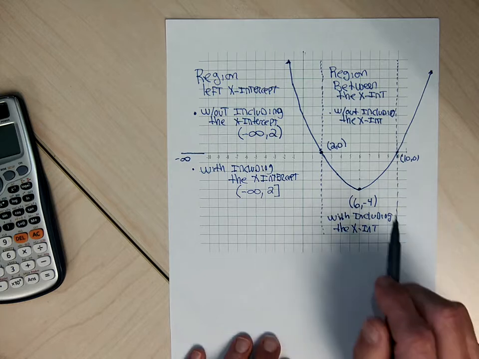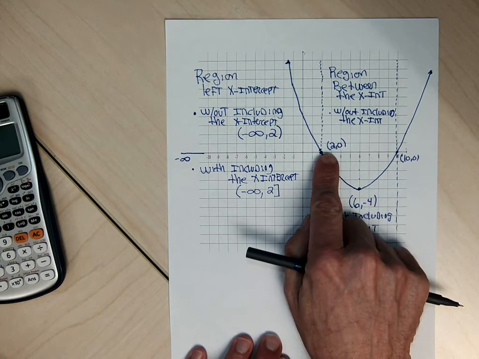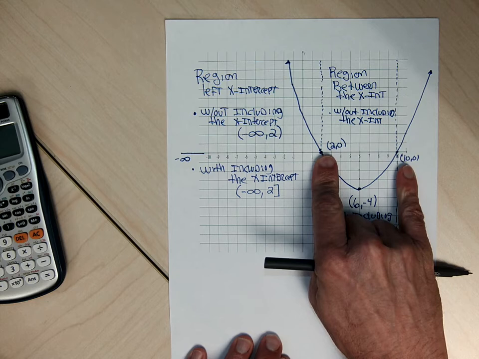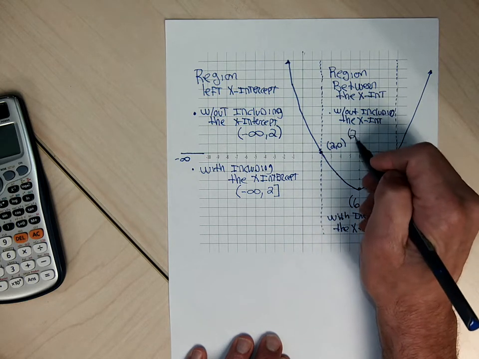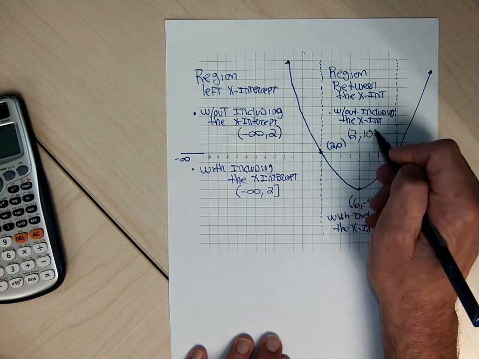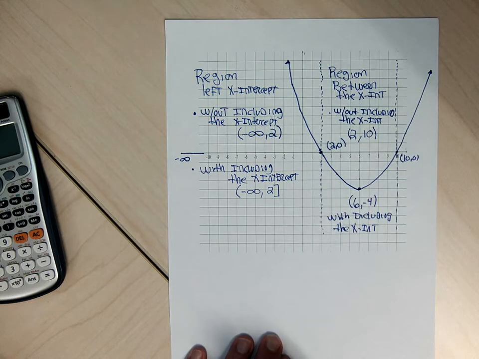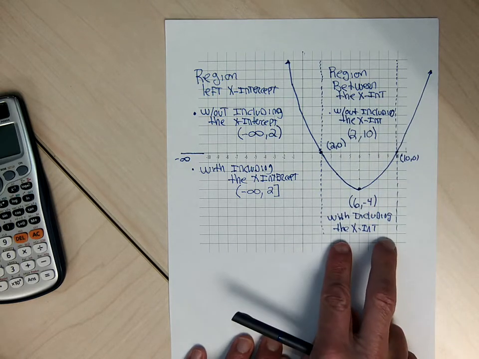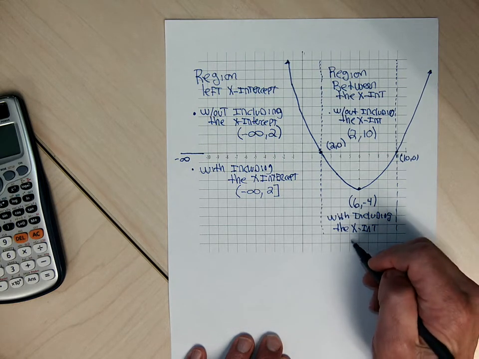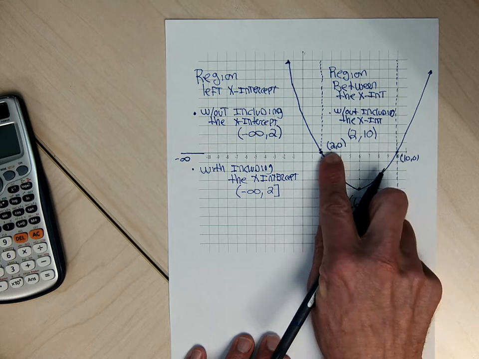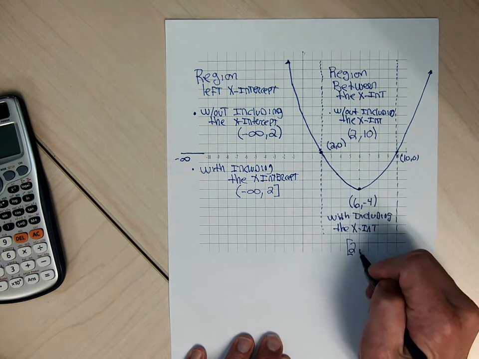The first interval is going to go from the x-intercept at 2 to the x-intercept at 10. Round brackets exclude the x-intercepts, the points where the y is 0. If I want to describe the region between the x-intercepts, including the x-intercepts, I square bracket the 2 and I square bracket the 10.